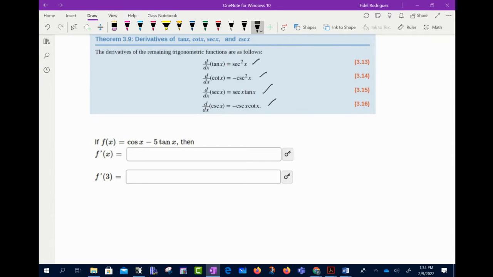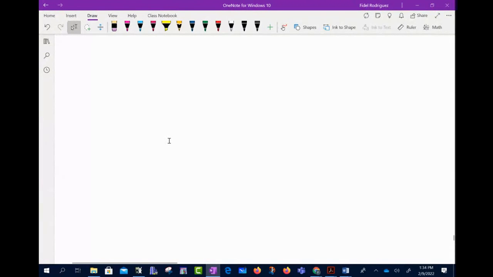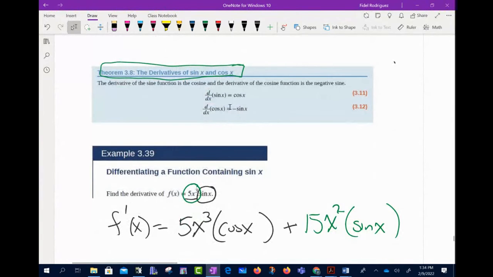All right, so let's see if we can figure out how we're going to do this problem. It says if f of x is equal to cosine x minus 5 tangent of x, we want to find the first derivative. So let's see if we can find f prime of x. We're going to go through slowly. Let me scroll back up for 1 second, y'all, to make sure you can see this. I want to take the derivative of cosine. Where is it? Oh, past it. Here we go. What's the derivative of cosine? Negative sine x.